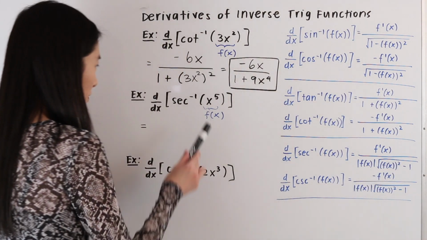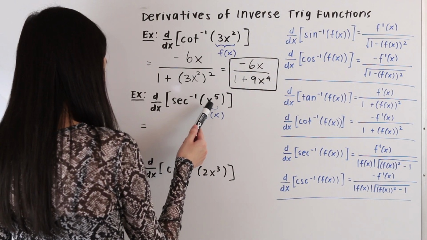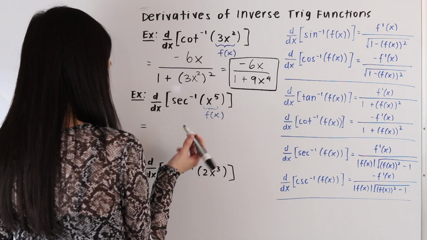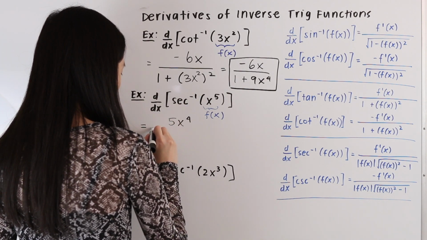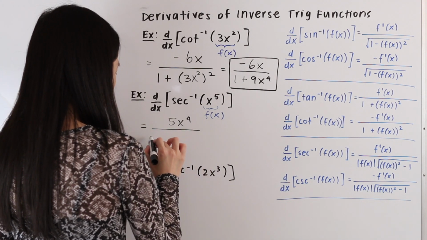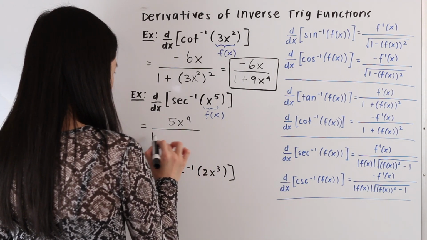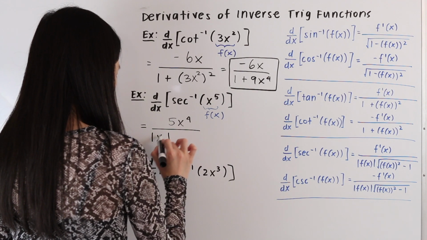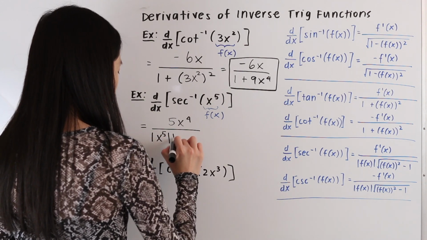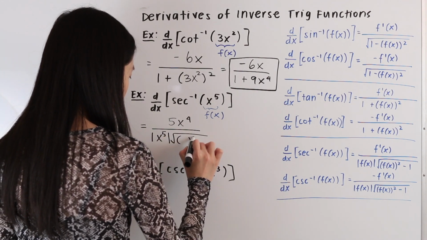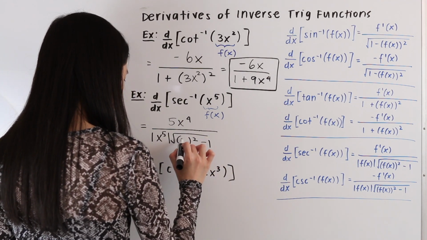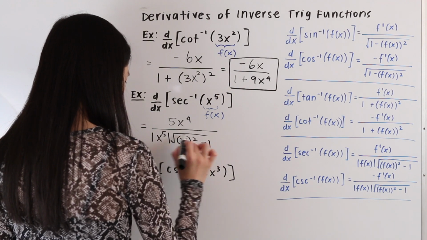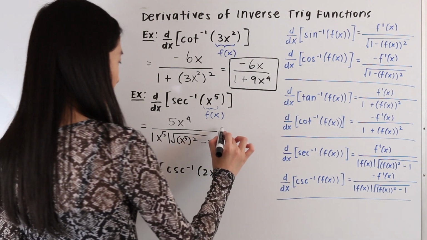And so let's go ahead and start off by taking the derivative of f of x. So the derivative of x to the 5th power is equal to 5x to the 4th. And this is over the absolute value of f of x. So we have the absolute value of x to the 5th. This is times f of x squared minus 1. And so let's go ahead and plug in x to the 5th for f of x.